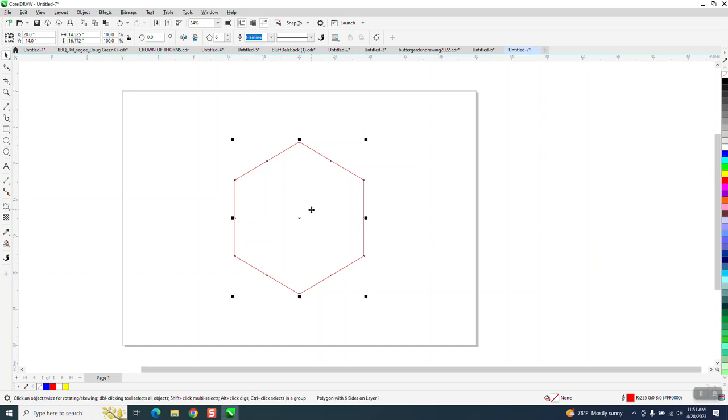Somebody asked me a question, why I don't trim something instead of smart filling it. So I'm going to show you both ways, and you could pick. I think my way is a little bit faster. If you can see, we got a polygon with six sides.